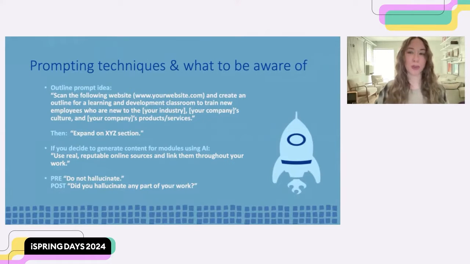And then a couple of tips that I have is, if you do decide to generate the content for your modules using AI, ask it to use real, reputable online sources and link them throughout your work. And from when I use GPT, what I noticed, it does one of two things. It either will footnote it, and it will put the number after the areas where it used online sources, and then it has the link to that source, or it will give the output, and then at the end of the output, it will give the links to all of the online sources that it used.